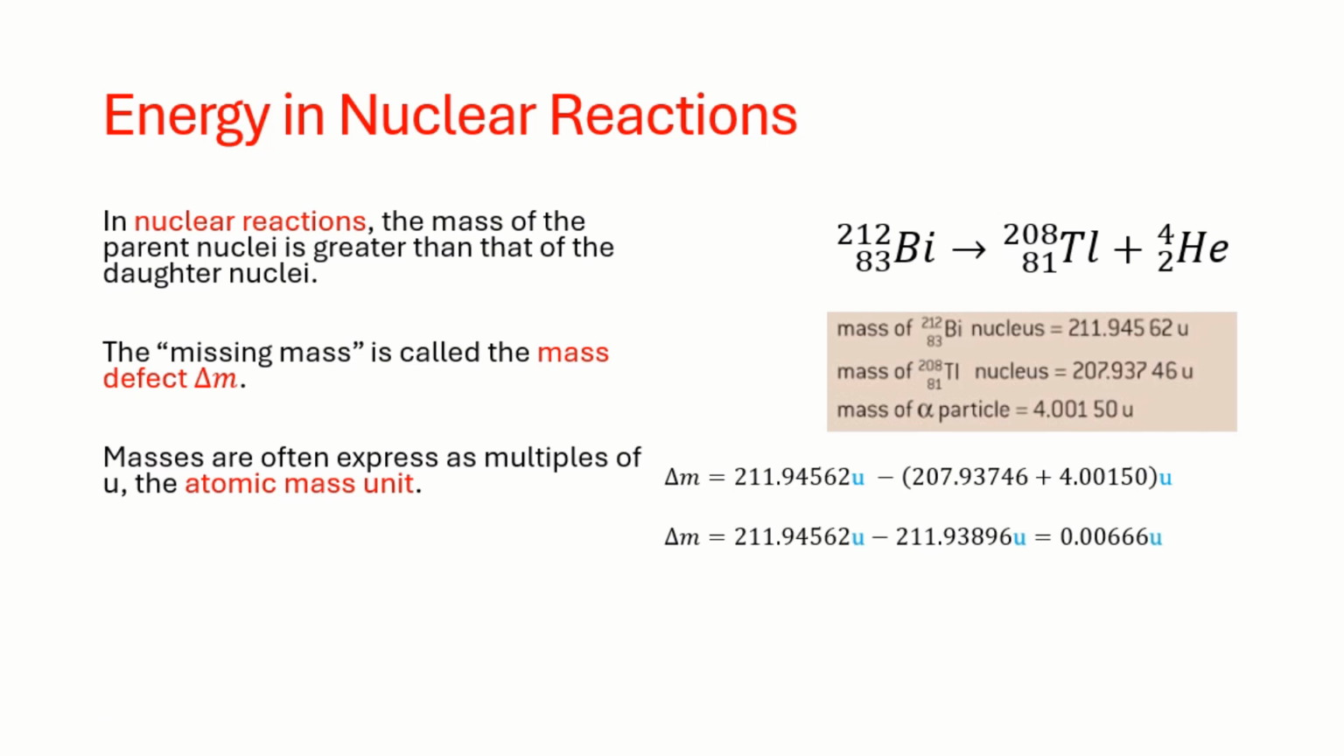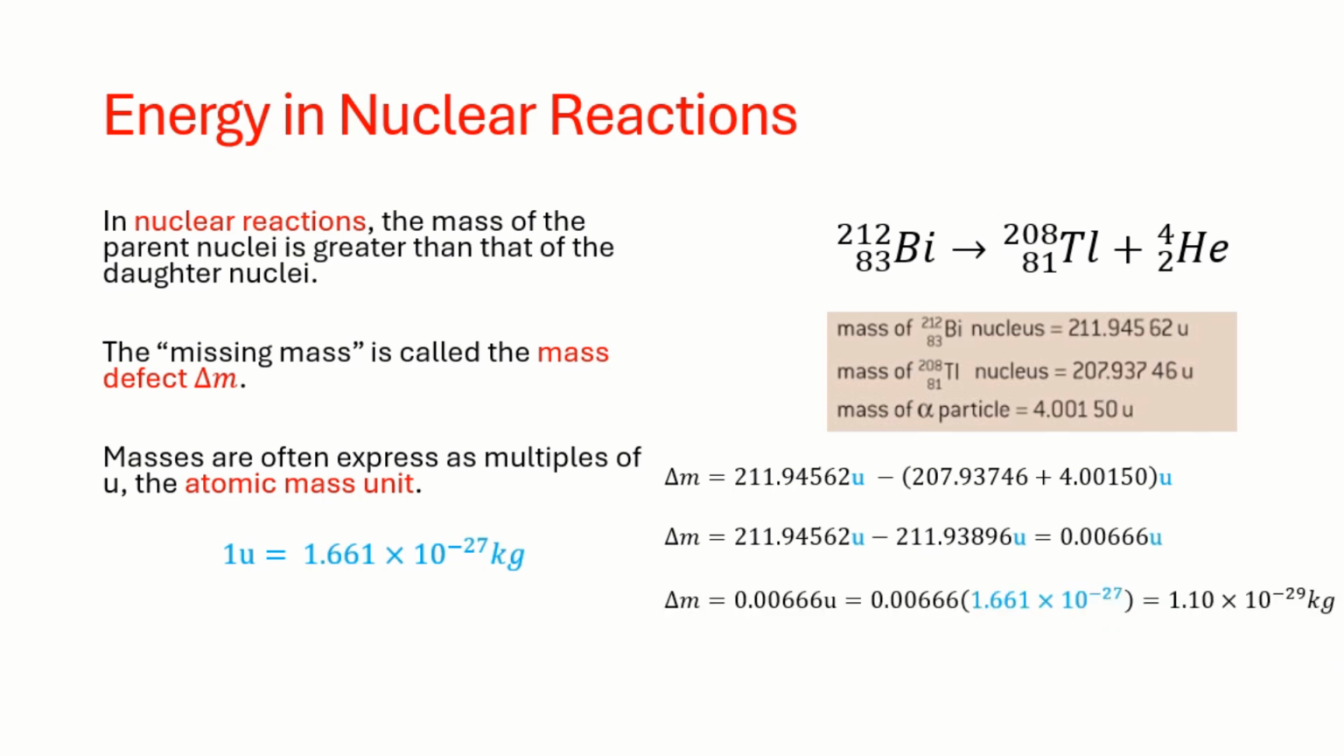Now, U is a standard number, which is 1.661 times 10 to the minus 27. And it's essentially the mass of a proton or a neutron, because they have roughly the same mass. Now, what we're just going to do is substitute that into my equation. We get a much smaller number now. 1.661 times our 0.00666 gives us 1.10 times 10 to the minus 29.